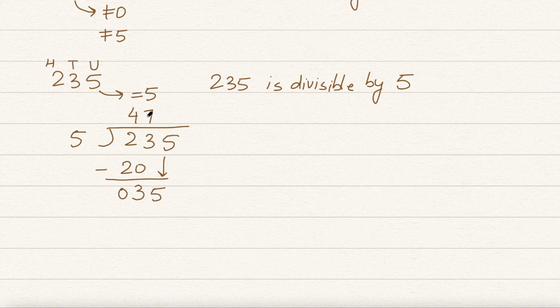5 times 7 is 35. 5 minus 5 is 0 and 3 minus 3 is 0. Here you can see that the remainder is 0. That's why 235 is completely divisible by 5.